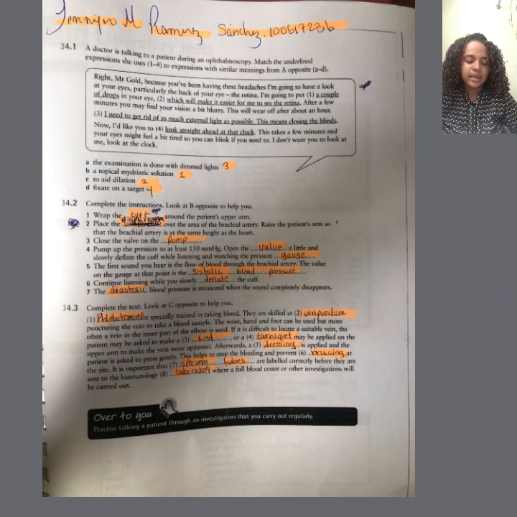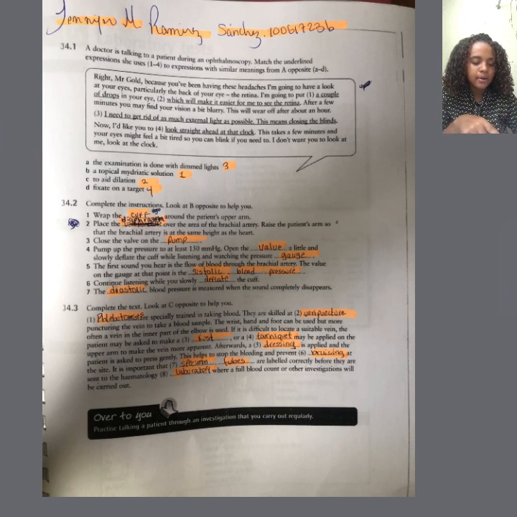Complete the instructions. Look at B opposite to help you. Number 1. Wrap the cuff around the patient's upper arm. Number 2. Place the diaphragm over the area of the brachial artery. Raise the patient's arm so that the brachial artery is at the same height as the heart.